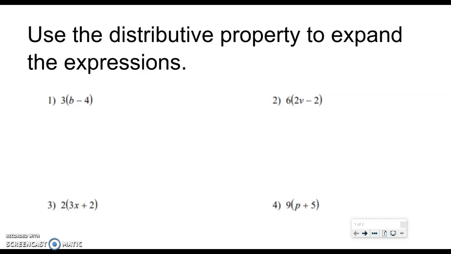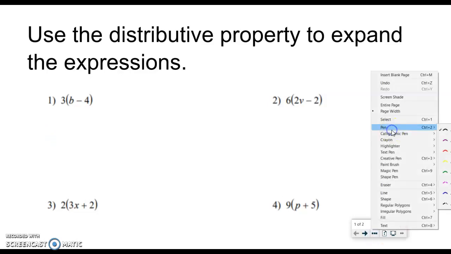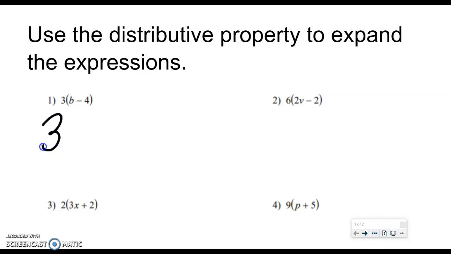So the thing you have to remember when you are expanding using the distributive property is that that outside number needs to be multiplied by both of the inside numbers. So in number one, we just have 3 times b, which would be 3b. Let me get a pen here. And then we have 3 times 4, which would be 12. And there's a minus sign. So my expanded expression would be 3b minus 12.